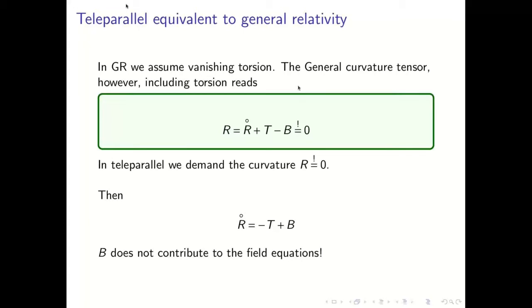In teleparallel gravity, we demand curvature to be zero. That is not the Levi-Civita one, but the total one. From this equation, we can write that the Levi-Civita Ricci scalar is proportional to a torsion scalar plus a boundary term, which does not contribute to the field equation. So we are now in a geometry where we demand zero curvature, but non-vanishing torsion, and we get the same physics as general relativity.